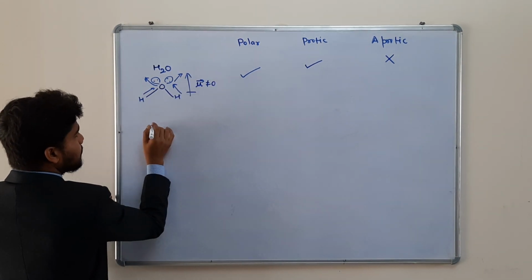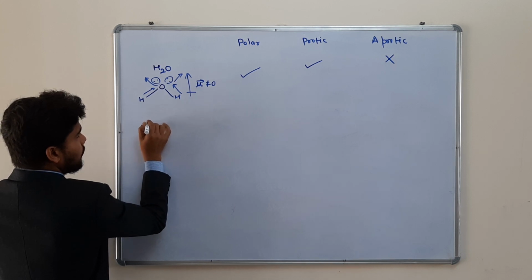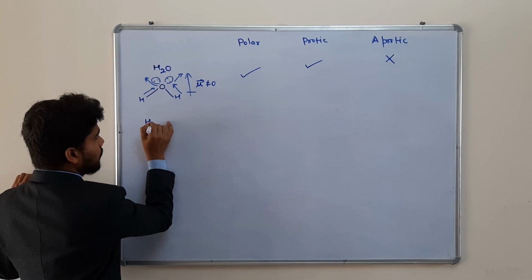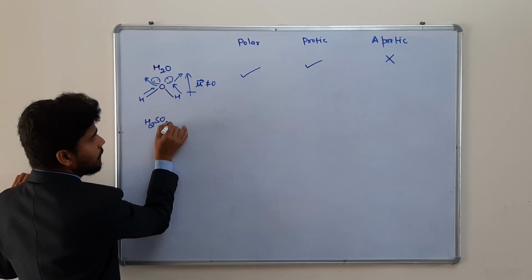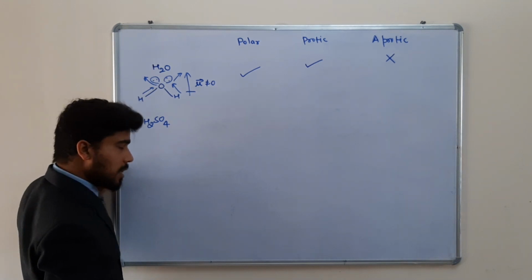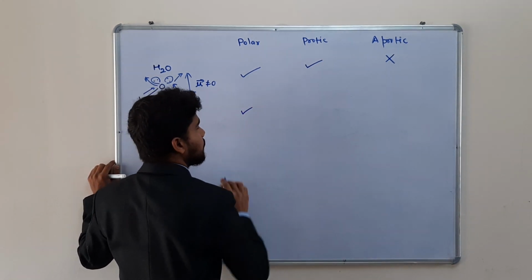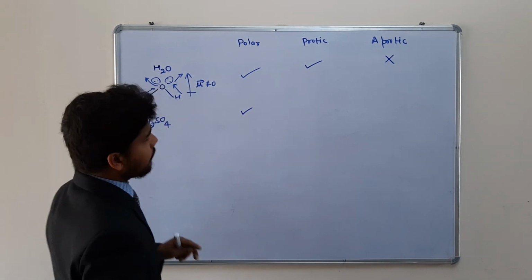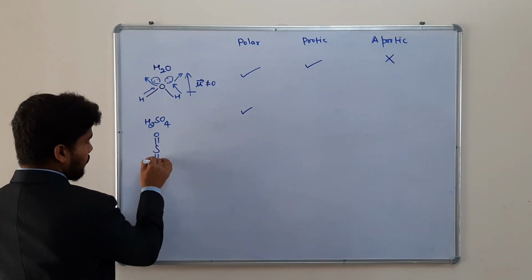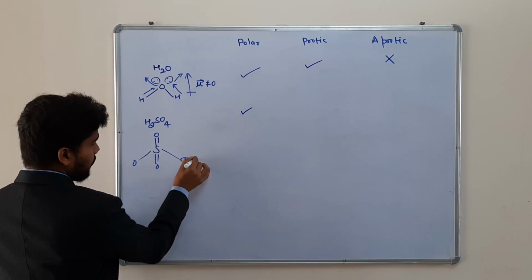Again, I have given some examples. Let's say H2SO4 is being used as a solvent. Whether it is polar or not, yes, it will be polar, very less polar, but it will be polar. Polar protic or aprotic? If you have confusion, you just draw the structure and you will come to a conclusion whether the compound is polar or not.